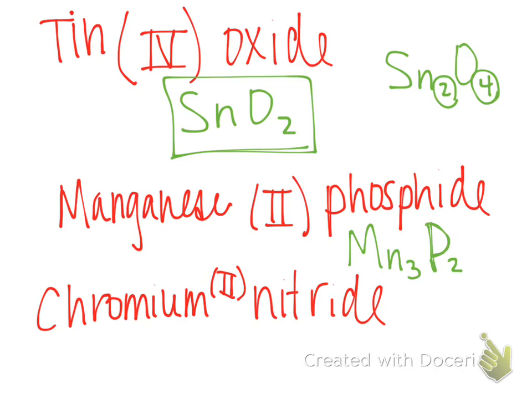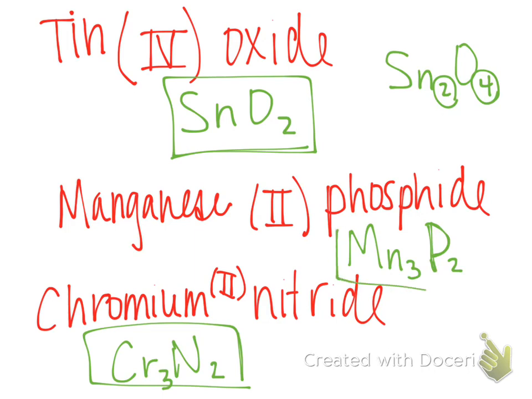So Mn3P2, very good. Chromium nitride, our last one. Natalie, what'd you have? Cr3N2. Perfect. We agree on all 3 of those? Anybody go 3 for 3? Maybe. All right, good.